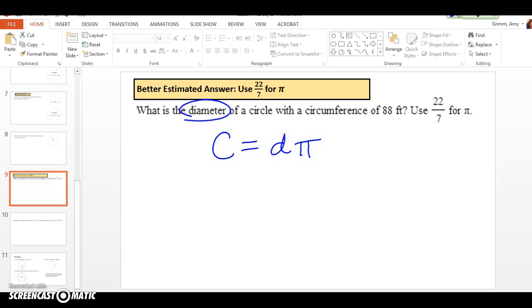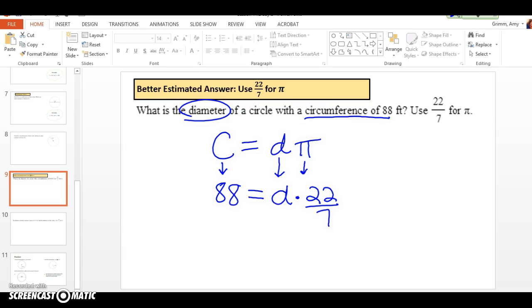Okay? Do I know the circumference this time? I do, right? Circumference of 88? Yes. All right, so I'm going to plug in that. Do I know the diameter? No. Do I know what I'm supposed to put in for pi? What am I supposed to do? 22 over 7.